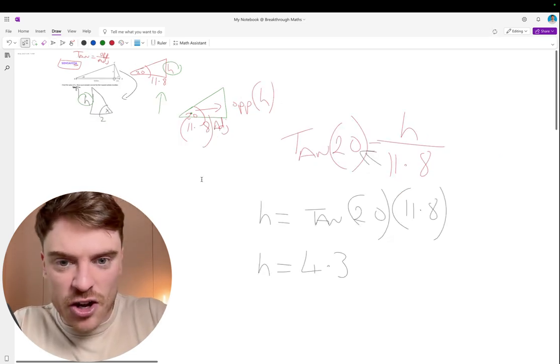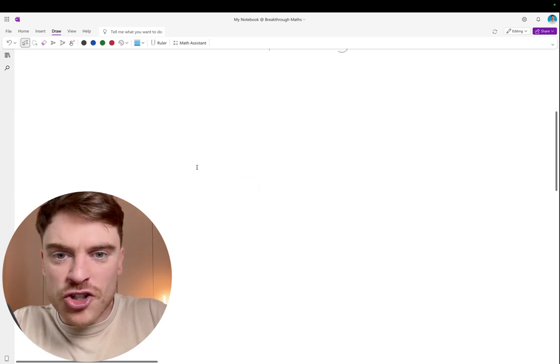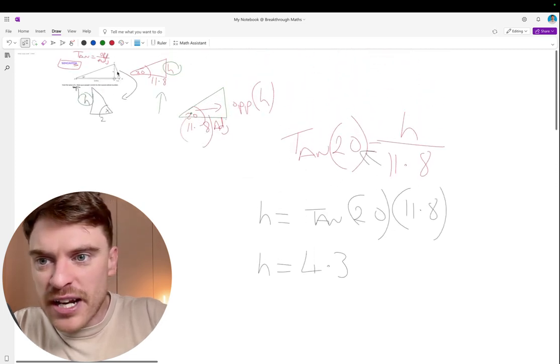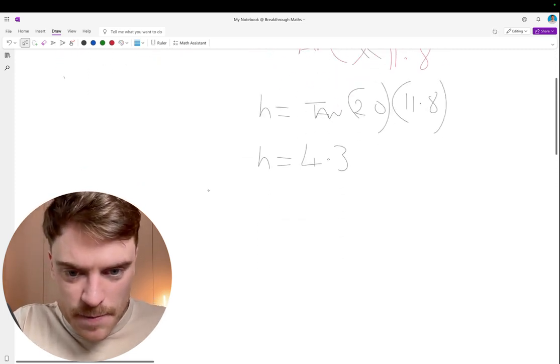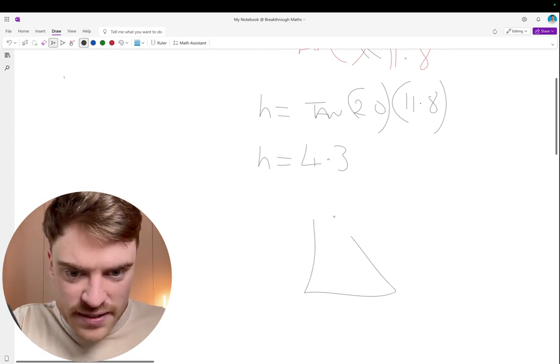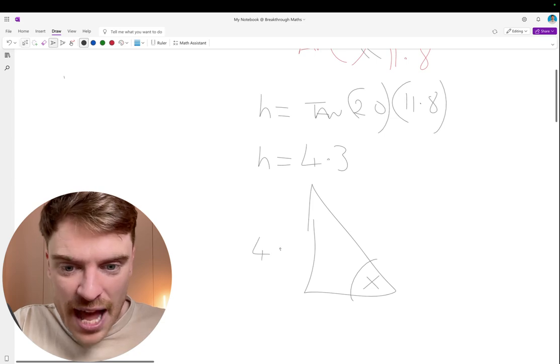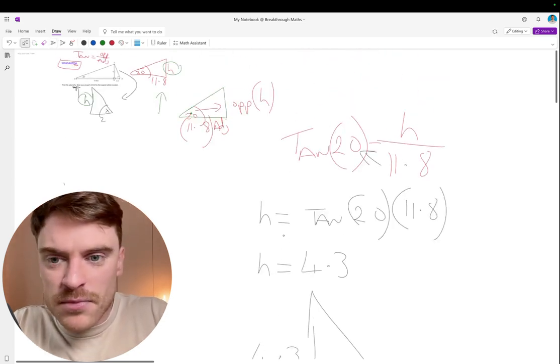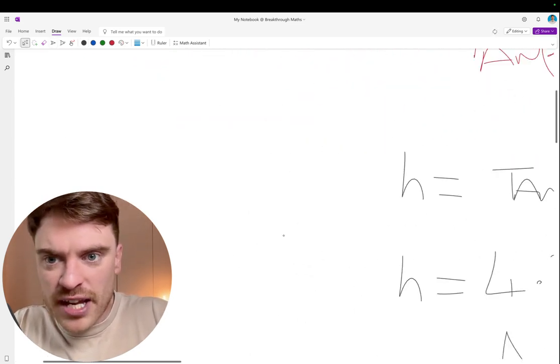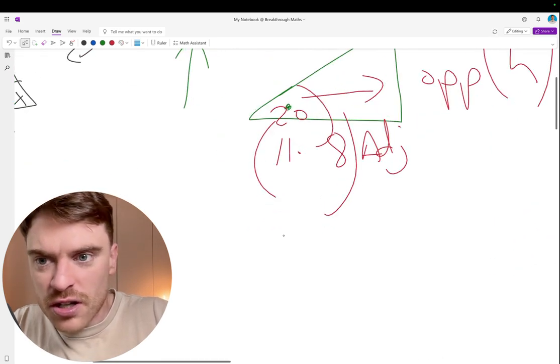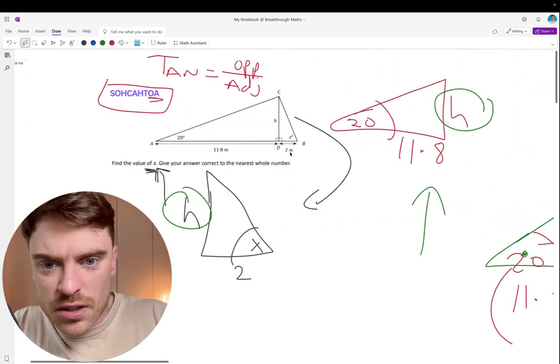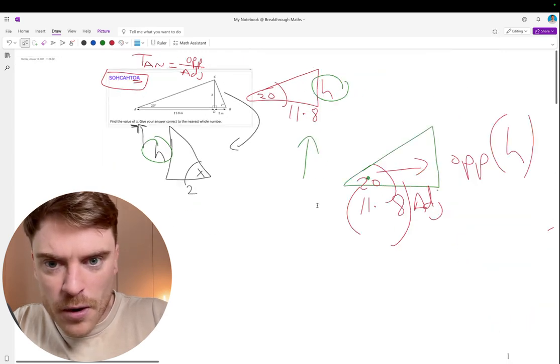Now let's go back and work your other little small triangle. Remember this small triangle here? And you're looking for x. And h is now 4.3. Happy days. And what was on the bottom? Let's check. It was 2. Look, you can see it's 2.